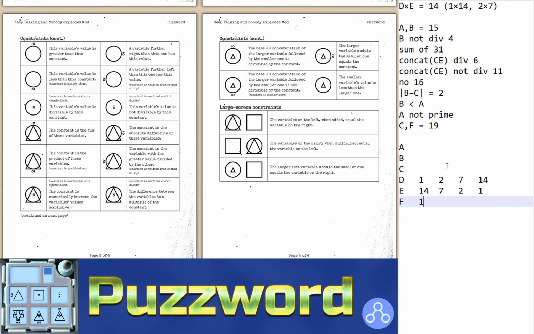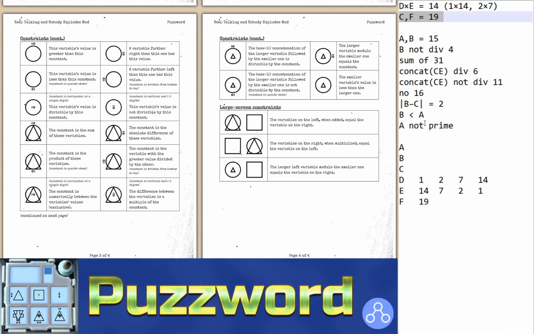So the 19 actually falls onto the Foxtrot, and we've taken care of this constraint. We need the concatenation of Charlie and Echo to be divisible by 6, so we can already deduce that Echo must be even, right? Because obviously that has to end with an even digit. So Echo cannot ever be 7 or 1. So those can go away. So it's got to be one of those two.